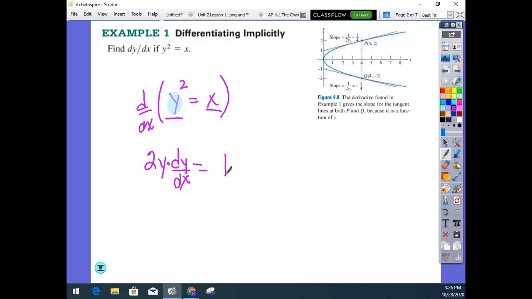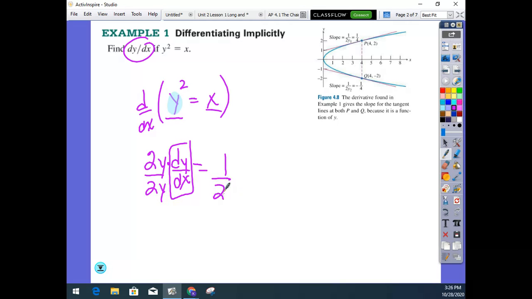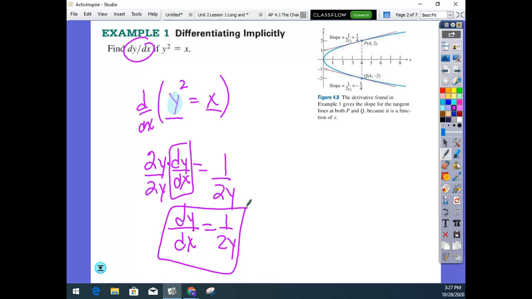So you take the derivative all the way across, and then to figure out what dy dx is, notice we just have to get dy dx by itself. I just divide both sides by 2y, and I get dy dx by itself, and we're done. So we're just doing the derivative of the entire equation. We just don't have y by itself any longer.